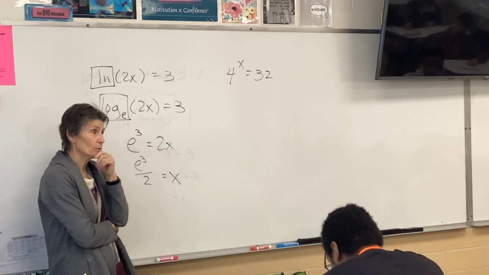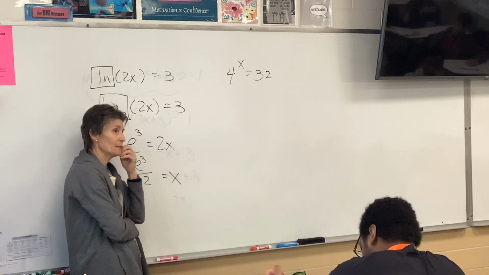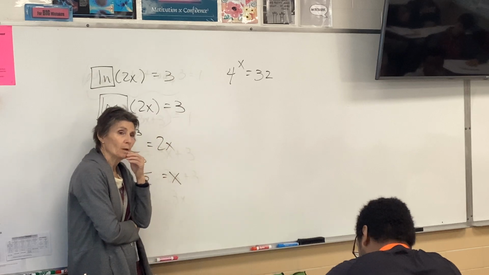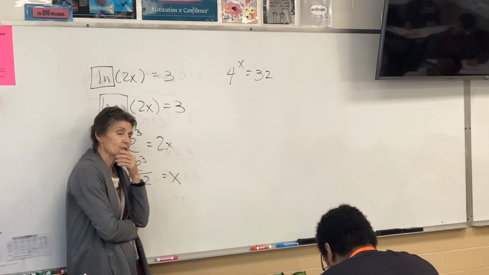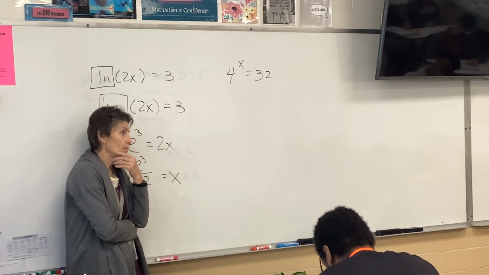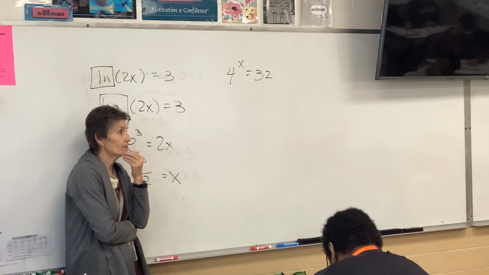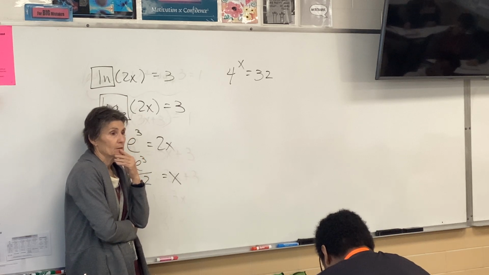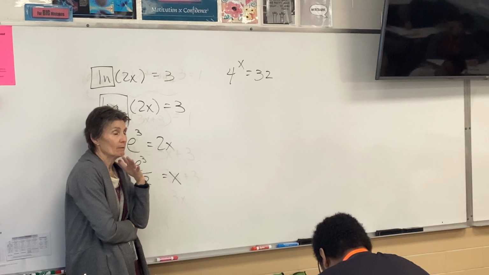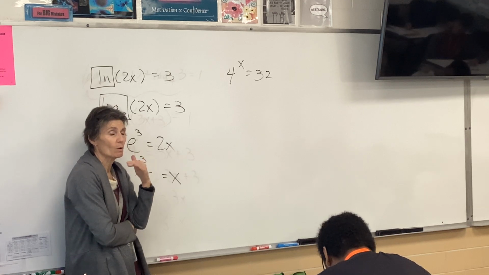Four and 32 are not random. They have a relationship. What is true about 4 and 32? They're both powers of 2. Alright? Now, I heard somebody say they're both powers of 4.